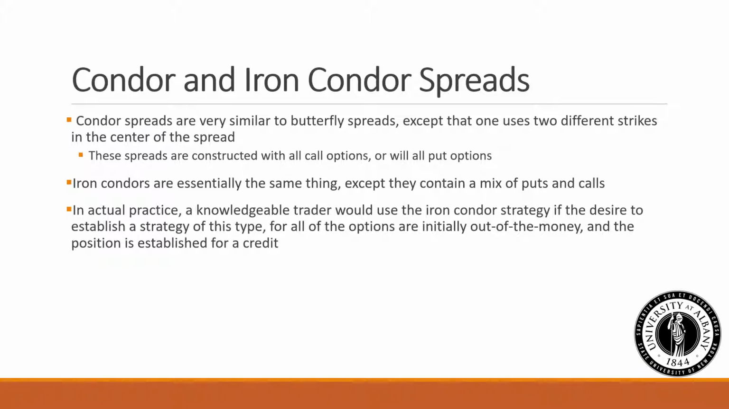In actual practice, a knowledgeable trader would use the iron condor strategy if the desire is to establish a strategy of this type where all of the options are initially out of the money and the position is established for a credit.